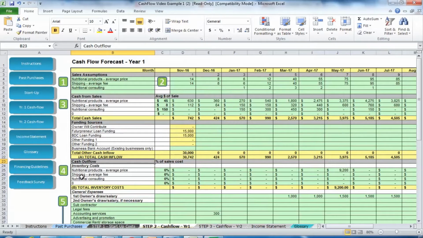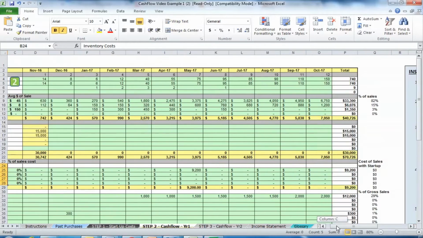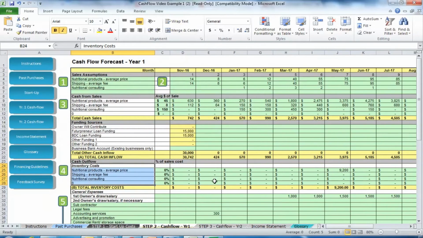In step 4, you'll notice inventory costs. In our example with Amar's protein shake, he will at some point need to reorder inventory. However, he's also free to use the percentage of sales cost. So if he buys inventory on a monthly basis, then this percentage could be helpful. So he would put in, for example, 20%, and it would automatically populate the cells.